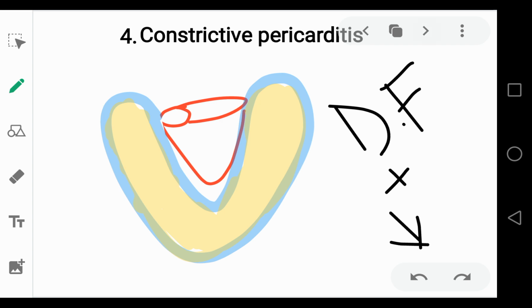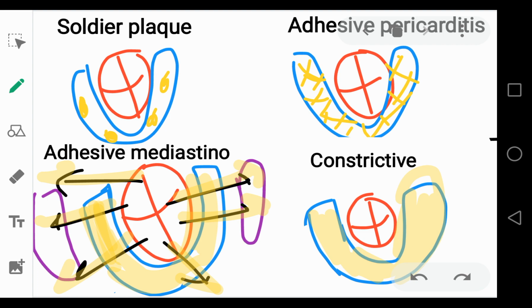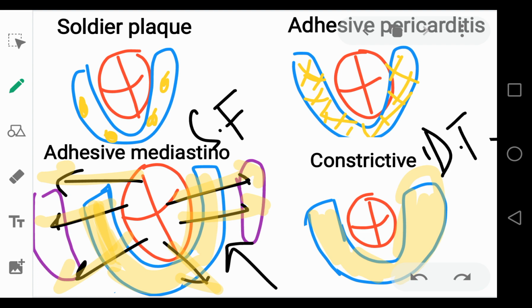Let's discuss the four types again. In the soldier plaque pericarditis and in adhesive pericarditis, there is no functional impairment in the cardiac activity. However, in the adhesive mediastinopericarditis, the heart has to contract more strongly and has an increased workload because of the adherent surrounding structures. So there will be a systolic failure, and as a compensation for it, there will be an increase in the size of the heart. Whereas in constrictive pericarditis, the heart is enclosed in a fibrocalcific mass and cannot relax properly, so there will be a diastolic failure and the size of the heart will also decrease.